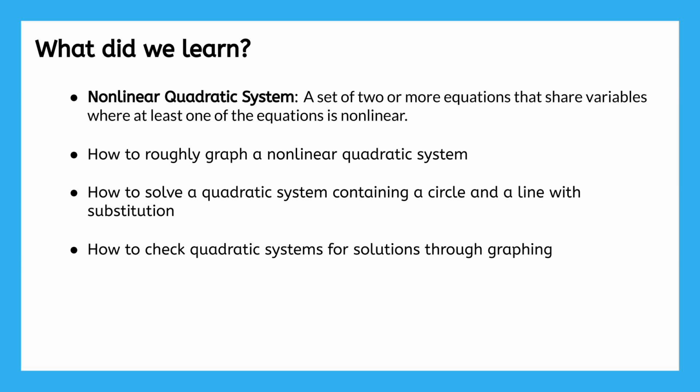So let's wrap up this lesson. What did we learn? We learned what a nonlinear quadratic system is: a set of 2 or more equations that share variables where at least one of the equations is nonlinear. We roughly learned how to graph a nonlinear quadratic system. We also learned how to solve a quadratic system containing a line and a circle by substitution, and we were able to check quadratic systems for solutions through graphing.